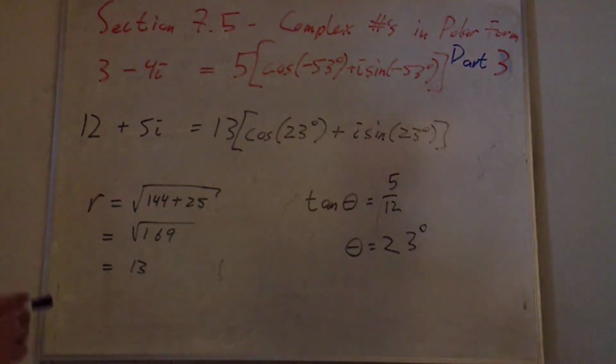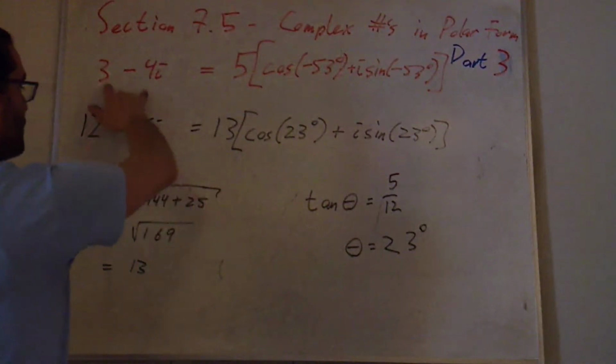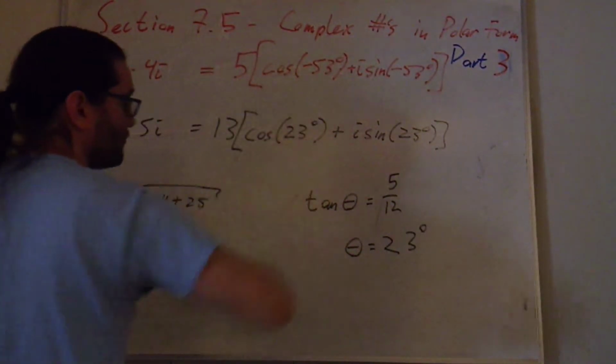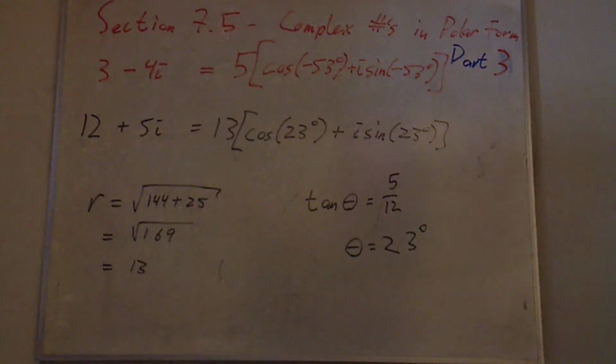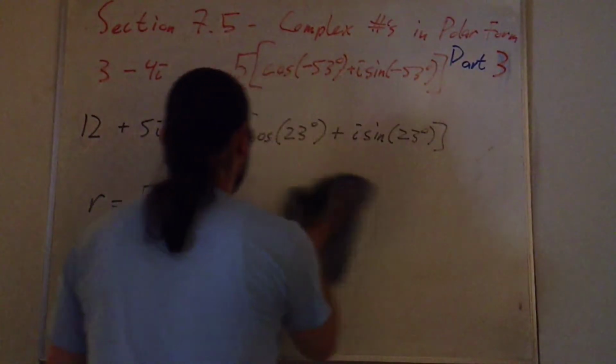So I have two complex numbers. I have them both in rectangular form and in polar form. I'm going to multiply them in both forms, make sure that I get the same thing both ways. That is today's plan.